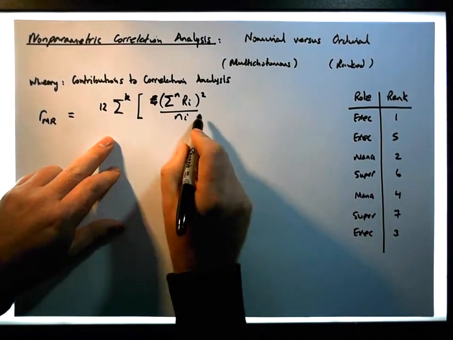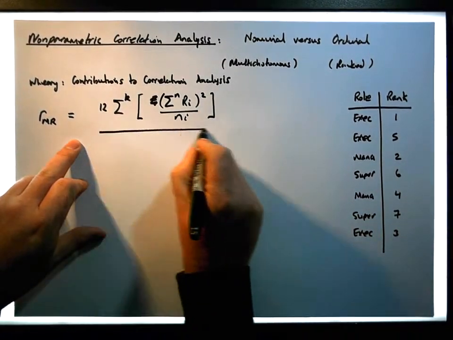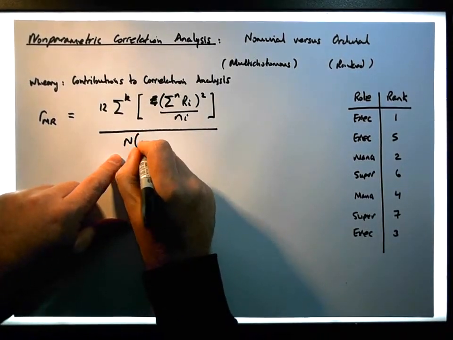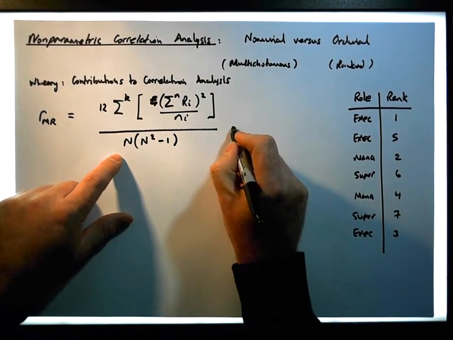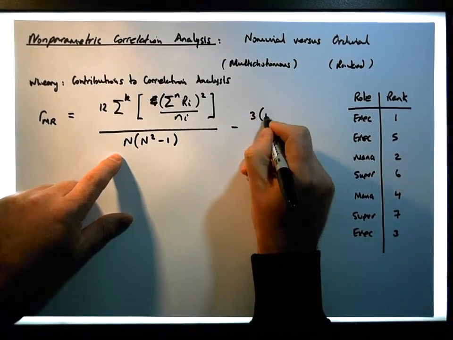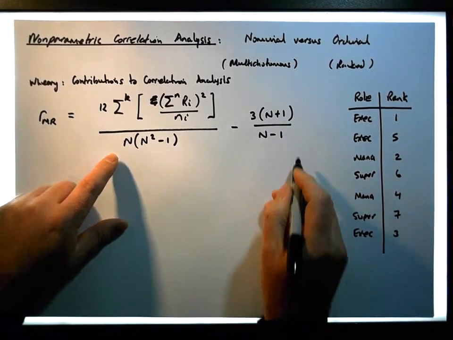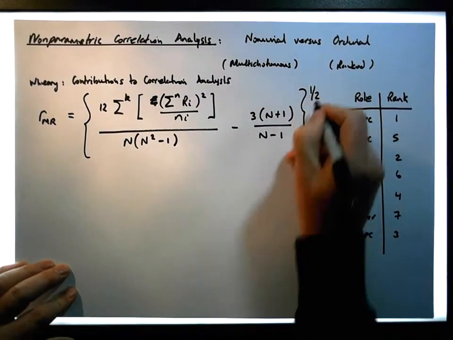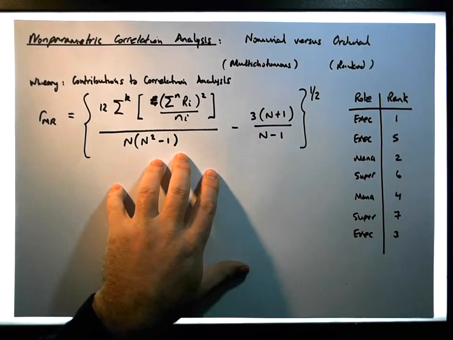This value is then divided by the total number of observations times the total number of observations squared minus 1. And what we subtract from that is 3 times the total number of observations plus 1, divided by n minus 1. More importantly, it's actually the square root of this formula. This looks pretty complicated, but it's actually straightforward to calculate.